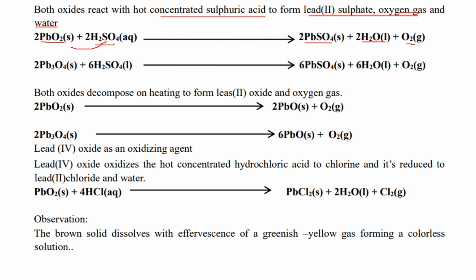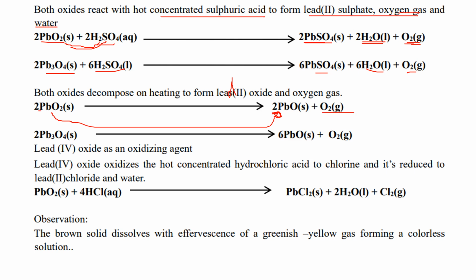So that means that they're the ones oxidizing sulfuric acid, forming lead sulfate and water, and also oxidizing sulfuric acid to oxygen gas. Trilead tetroxide also reacts in the same way to form lead sulfate, water, and oxygen gas. And also both oxides are going to decompose on heating to form lead oxide and oxygen gas. If you strongly heat them in a dry test tube, a brown solid is going to turn to a reddish brown solid, which is a reddish brown solid of lead monoxide, and oxygen gas is going to be evolved.